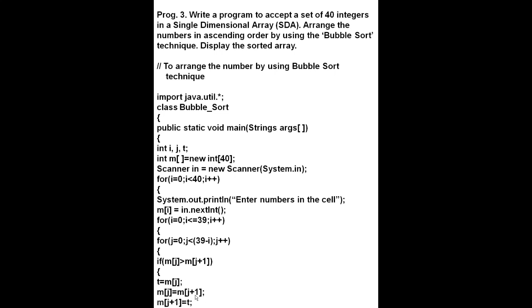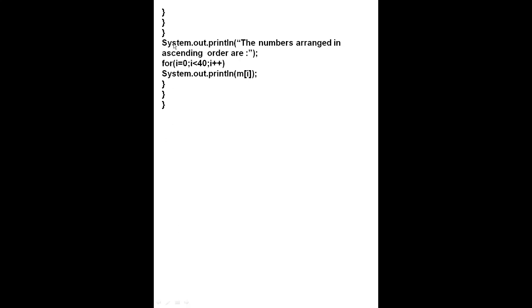If m[j] is equal to m[j+1] and t is equal to m[j], then both are equal. Then next is m[j+1] is equal to t. You will understand this. If m[j] is greater than m[j+1], then t is equal to m[j] and m[j] is equal to m[j+1]. If these both are the same, then m[j+1] is equal to t. Curly bracket close, then System.out.println the numbers arranged in ascending order. Then you will print m[i] here. This is the bubble sort.